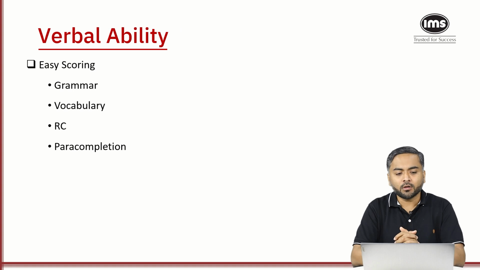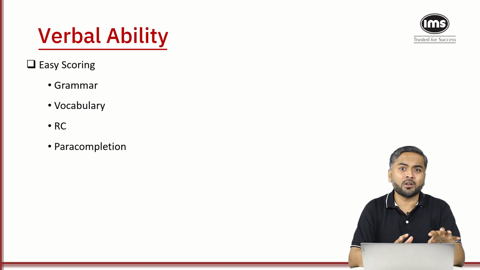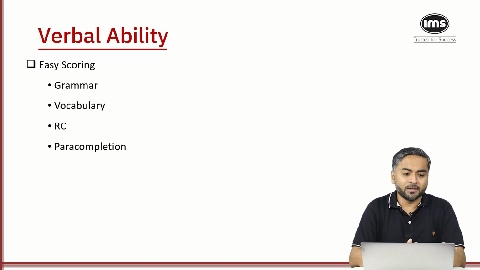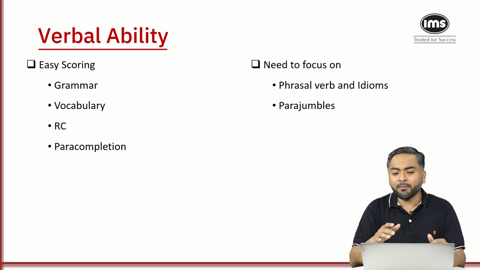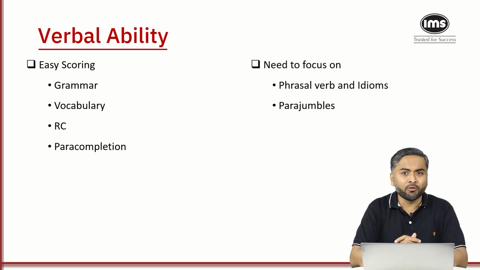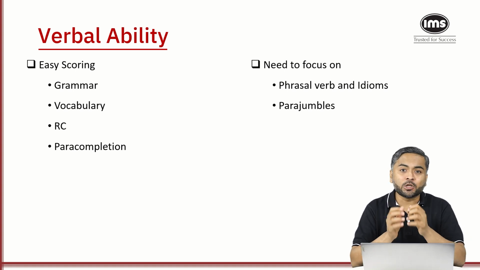Now if you look at these four question types, which are grammar error detection, vocabulary, reading comprehension, and para completion, students generally score very well here. The accuracy is 90-95%. So this is obviously high scoring, but at the same time, there are three areas, phrasal verbs, idioms, and para jumble, where students need to focus more and improve their accuracy.